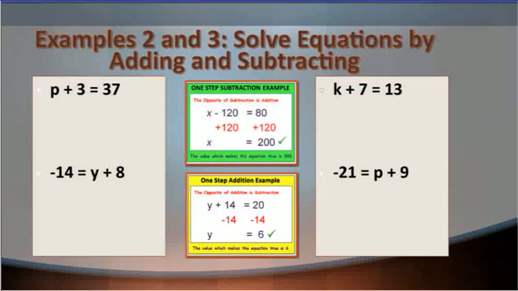Some other examples here. p plus 3 equals 37. The opposite of adding 3 is subtracting 3, so I subtract 3 on both sides. That leaves me with p equals 34.